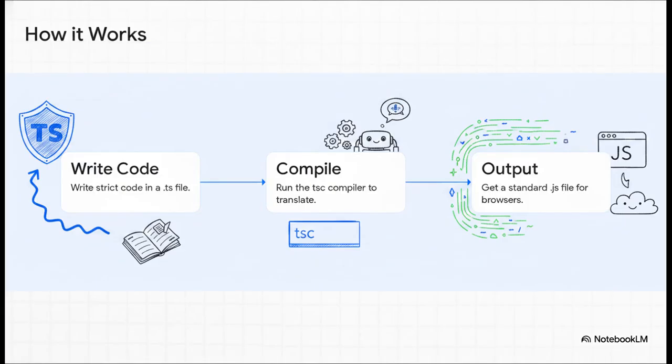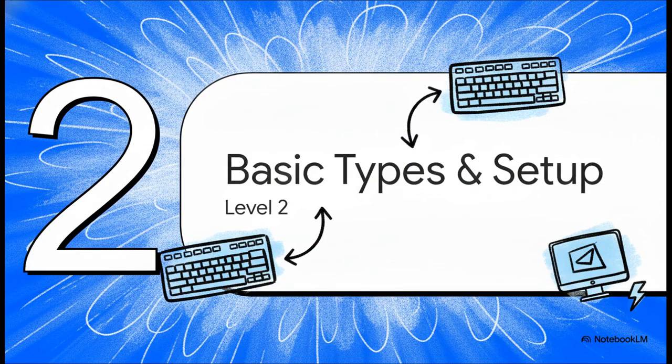Now, you might be wondering, browsers don't actually understand TypeScript directly, right? They only speak JavaScript. So how does this actually work? Well, it's a pretty simple 3-step process. First, you write your strict code in a .ts file. Then you run the TypeScript compiler. You'll use the command tsc for that. This compiler acts as a translator, or what we call a transpiler. It reads your strict code, strips away the TypeScript-specific stuff, and outputs a standard, beautifully formatted .js file that any browser can perfectly understand.